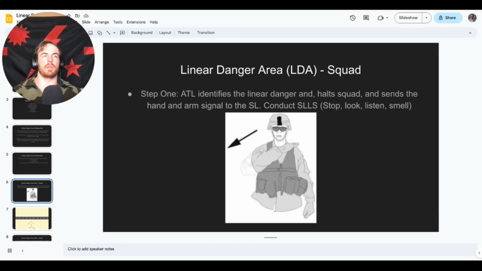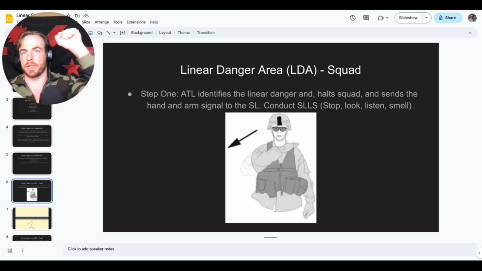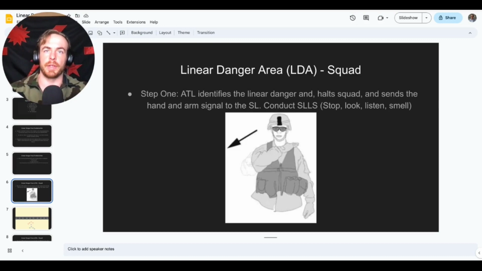All right, so we'll talk linear danger areas for a squad. You're rolling with your squad in a squad column fire team wedge, and you come across an LDA, planned or unplanned. The first thing that Alpha team leader, that lead team leader, is going to do is signal the patrol to halt. Typically, a closed fist at 90 degrees. Then he's going to turn around and signal LDA, which is a slashing motion diagonally across the chest as depicted here. He's going to pass it back, and everyone is going to receive the signal and pass it back.